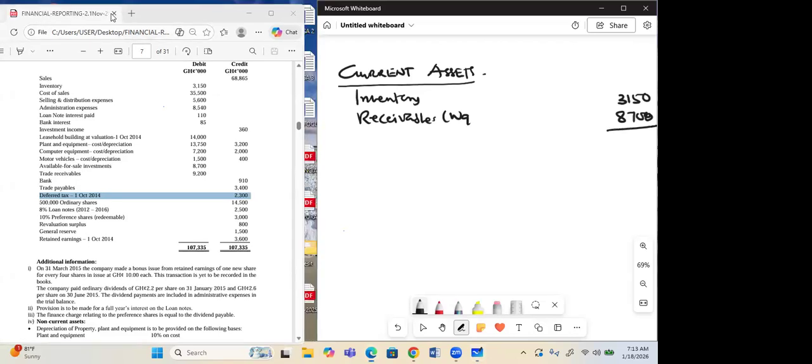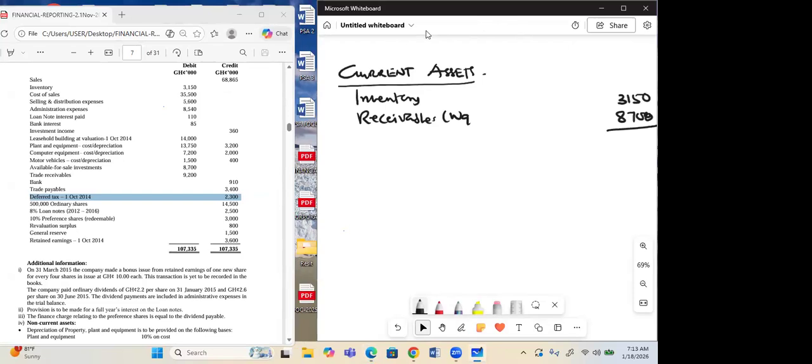Let me push this thing here a bit. It seems my board is overlapping. So let me push my board here a bit.